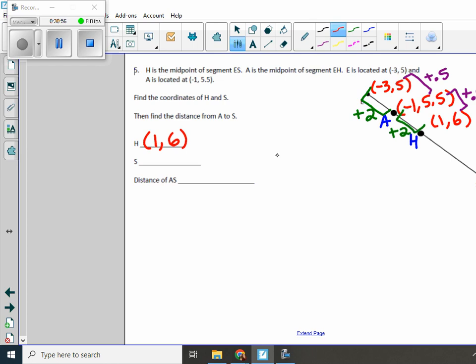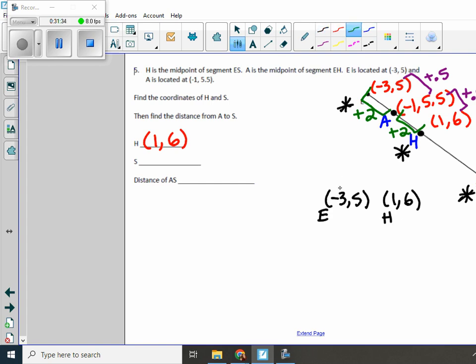Now, how do we get point S? What 2 ordered pairs are we going to use to get S? Yeah, E, which was the far end. Okay, and then H, the one we just found, is the middle, and we should be able to get S. So here, I'm going to write them out separately. I've got a negative 3, 5. I've got H, which is at 1, 6, and then I'll figure out S using those. This is E, this is H.